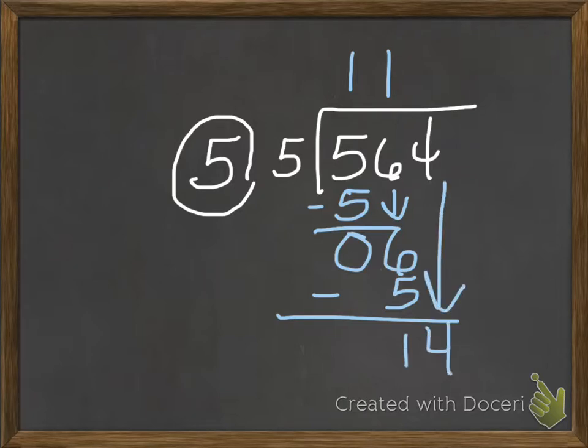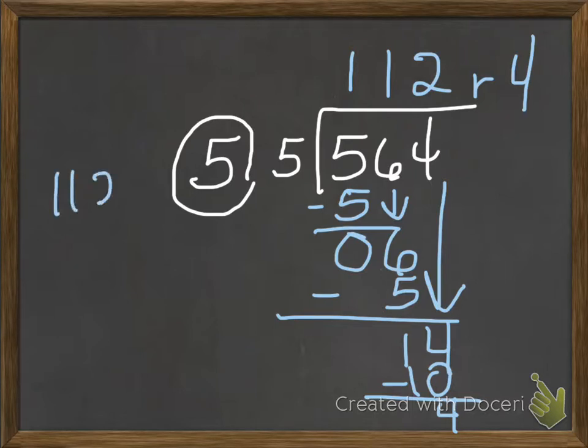Get 14. 5 times 3 is 15. That's too big, so it must be 2. 2 times 5 is 10. And 14 minus 10 is 4. So I have a remainder of 4. Double check to make sure I got it right. I'm going to take 112. I'm going to multiply it times 5. Then I'm going to add on that 4 at the end.